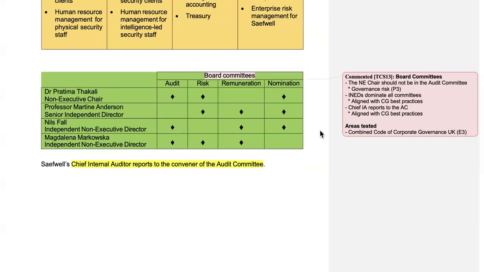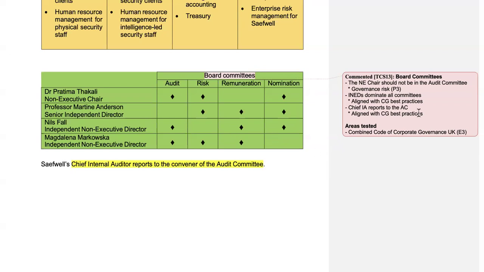Before we wind up, I want to quickly take you through the board committees as well. There are four committees, thereby falling in line with corporate governance regulation. We have an audit committee, a risk committee, a remuneration committee, and a nomination committee. I'm not going to talk about the responsibilities of each committee because I've covered them in depth within the pre-seen analysis videos which we have developed for you.